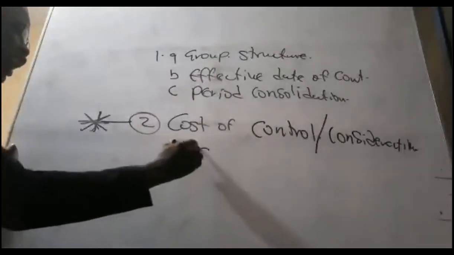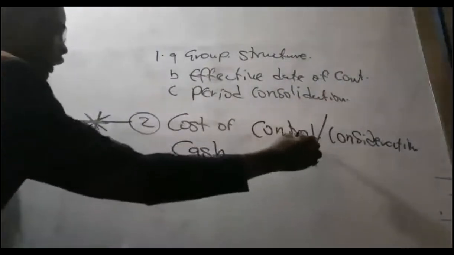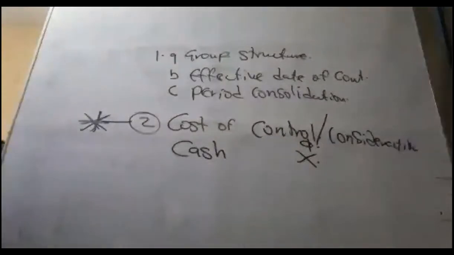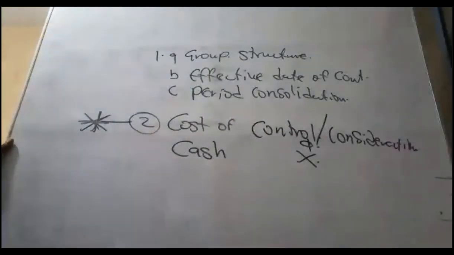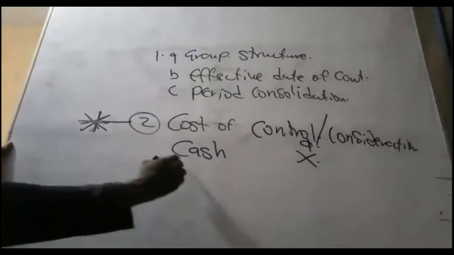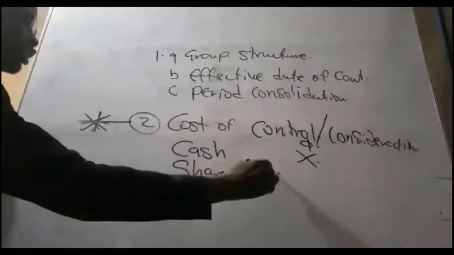Now, the cost of control or the cost of consideration can be in the form of cash payment. That means you can acquire a subsidiary and you pay in cash. Then you have what you call share exchange. You normally give it a nickname called share for share. So share exchange.